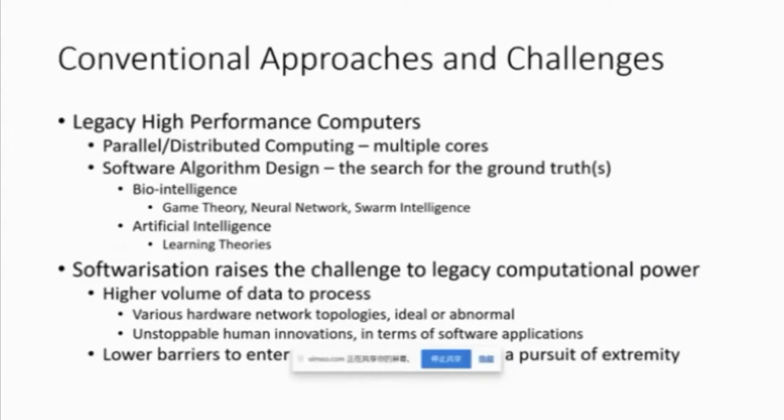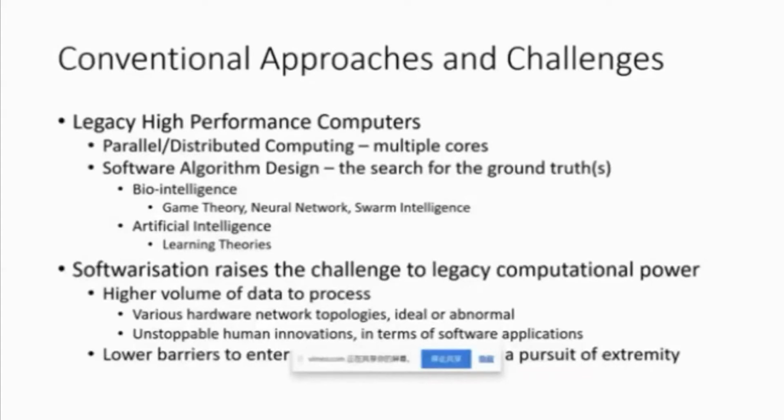The state-of-the-art conventional tool for large-scale optimization problems is the high-performance computer. A branch of research literature in it is parallel distributed computing. It is common sense that multiple cores run faster than a single core. However, how to schedule and coordinate them is a big issue. The state-of-the-art computational method is sophisticated software algorithm design.